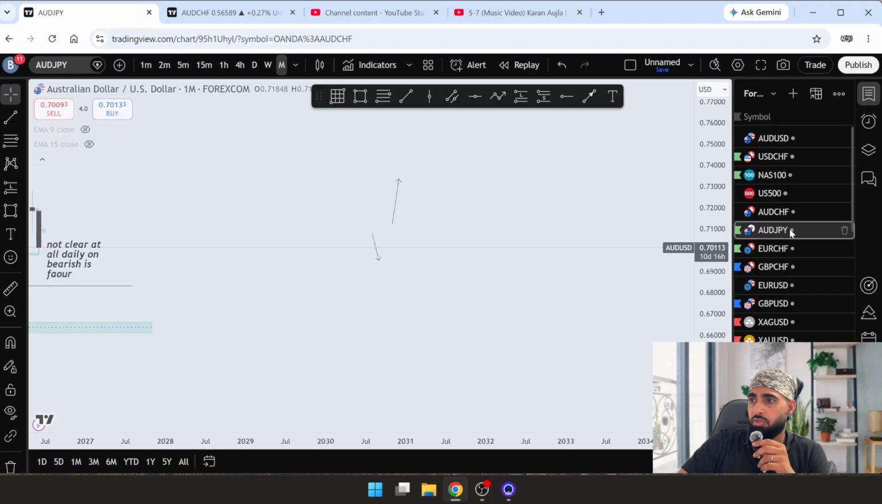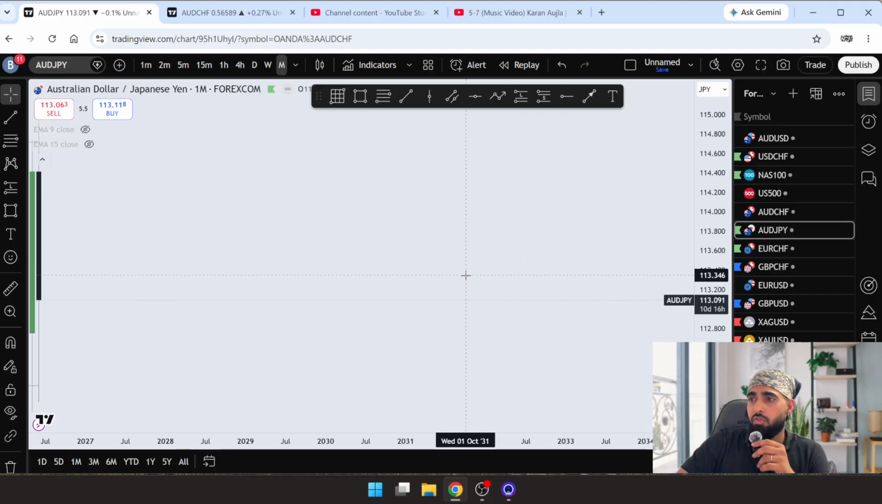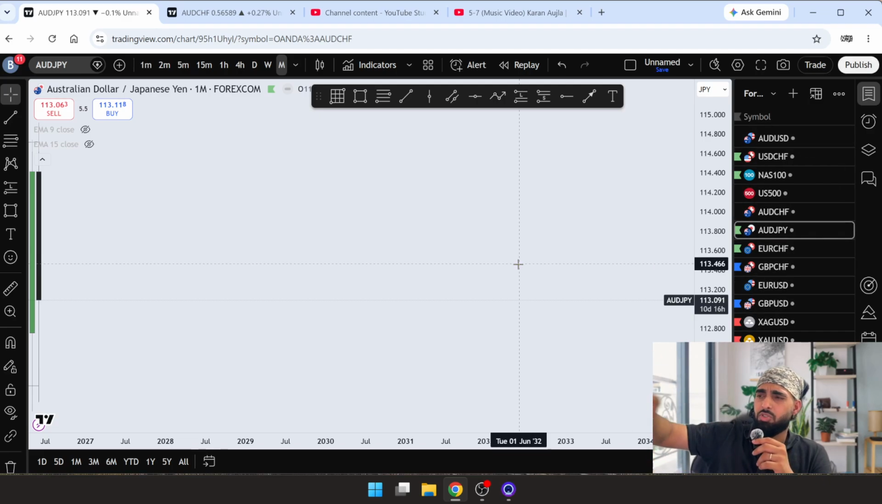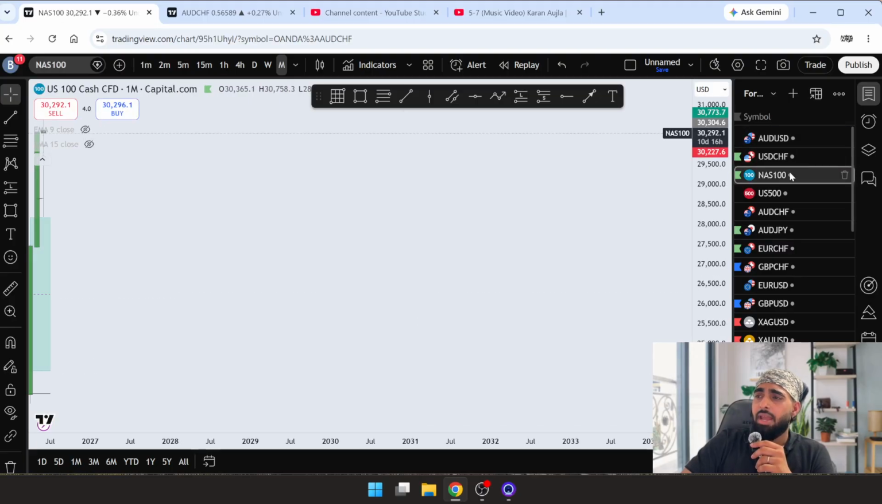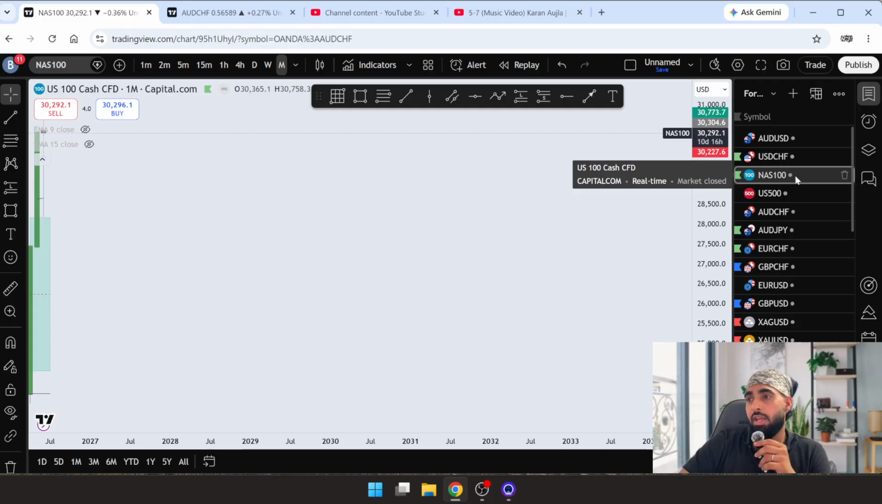This is AUD JPY, Australian dollar with the Japanese yen, and there are so many pairs. You don't have to focus too much on this stuff. This is very basic, very normal. You don't need to learn this. Just know these are some pairs that we're going to analyze. We're going to analyze every single pair, and if we find any good entry, we're just going to mark it as green, blue, or red.